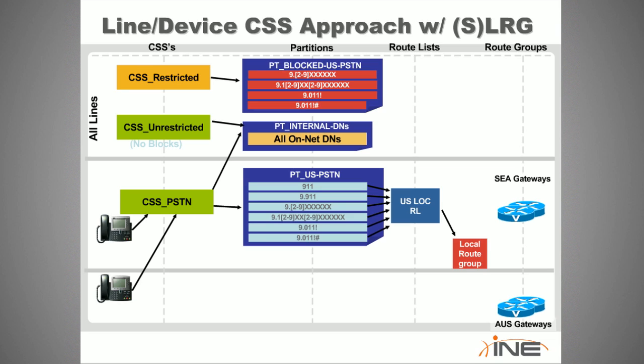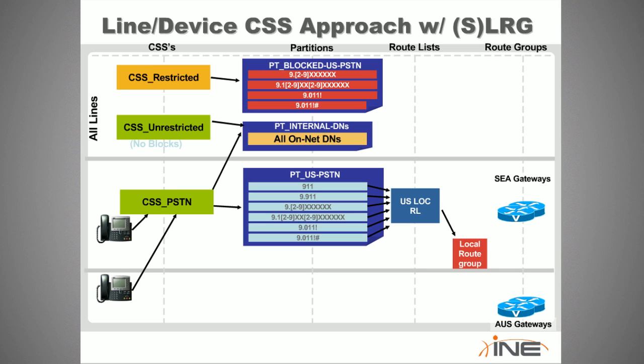So now let's take a look at a new function within 7.0. This is not in 6.x. Within 7.0, we have this new idea of a local route group. A local route group, or also referred to as standard local route group, whether you hear local route group or standard local route group, LRG or SLRG, they are the same things.